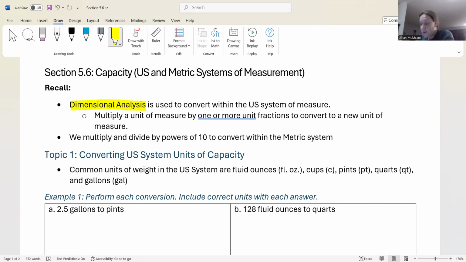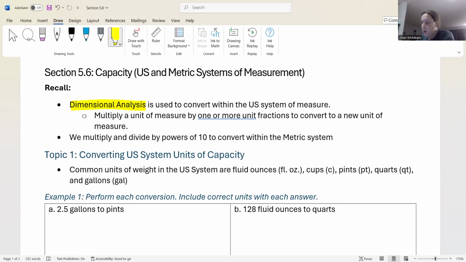Now, when we're in the US system, we're dealing with units of capacity or volume, and we do have several of them. Okay, so if you're in a face-to-face class, your instructor should have given you a formula sheet that you can certainly use. If you're in a fully online class, look around Moodle to see if you have a formula sheet there. Okay, we don't expect you to memorize all of these conversions. We expect you to know how and when to use them.